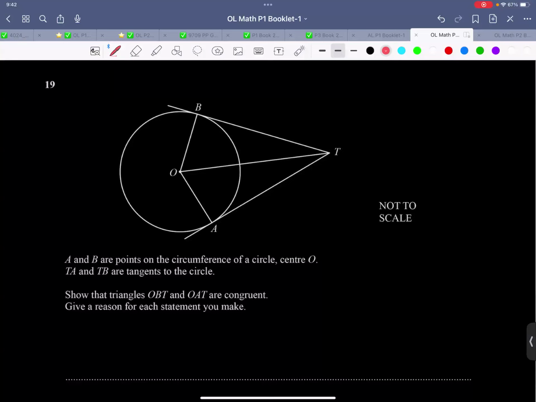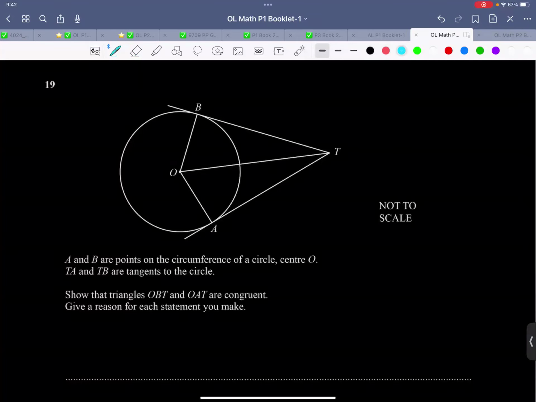A and B are points on the circumference of a circle with center O. So this is center O. A and B are points on the circumference. TA and TB are tangents to the circle. Show that triangles OBT and OAT are congruent. Now that's a property. Give a reason for each statement that you make. What is the property? The property is, let me get the markers ready.